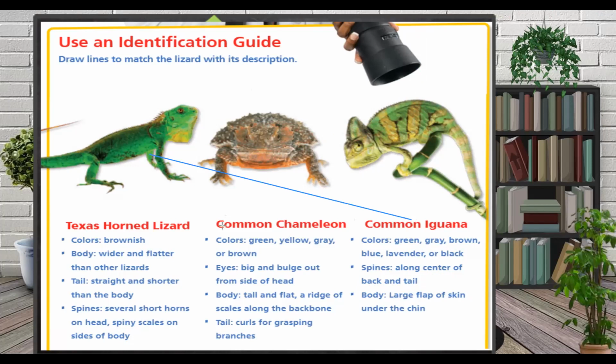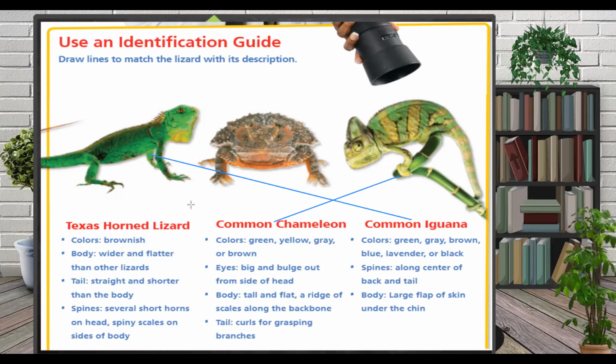Liana, common chameleon. The common chameleon. The color is? Green, yellow, gray or brown. The eyes big and? Eyes big and bulging out from sides of head, body tall and flat, array of scales along the backbone, tail curled for grasping branches. Excellent. Which one is it? The second or the last? Last. Excellent. Can you see the tail? It's curled around the branch.